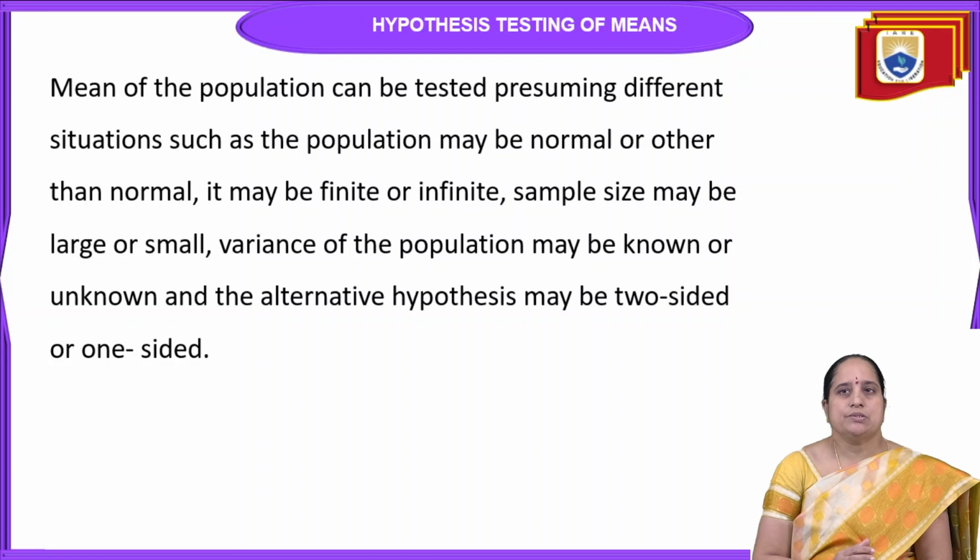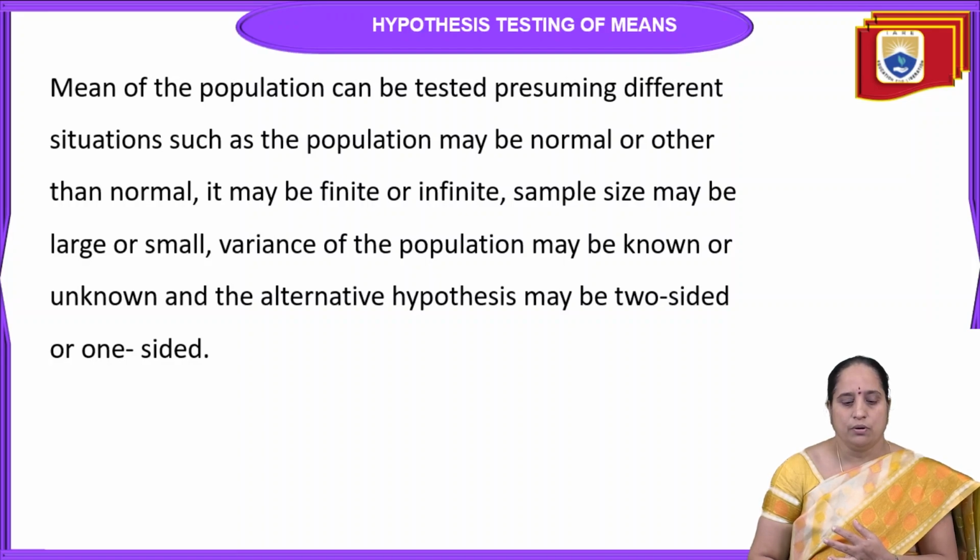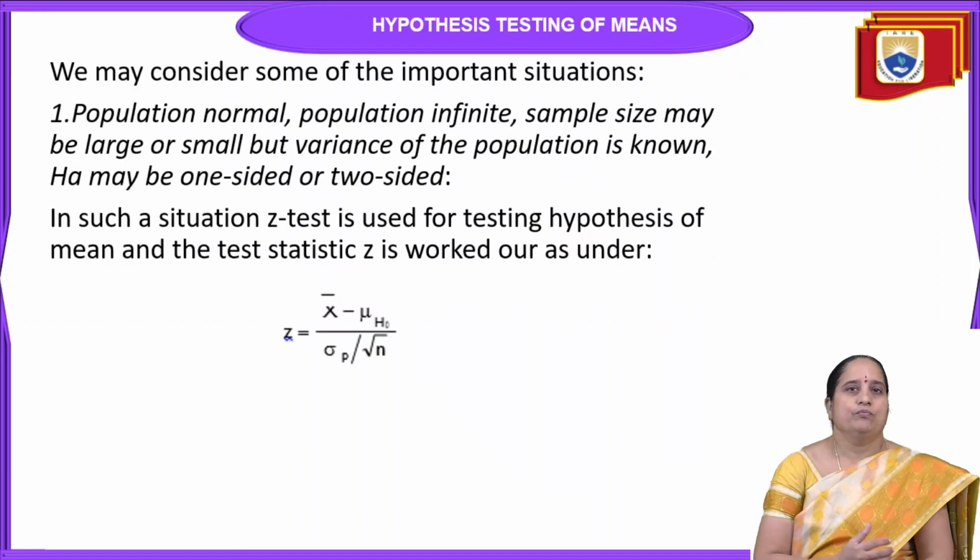Then, hypothesis testing of means. The mean of the population can be tested presuming different situations, such as the population may be normal or other than normal, it may be finite or infinite, the sample size may be large or small, the variance of the population may be known or unknown, and the alternative hypothesis may be two-sided or one-sided. So we may consider some of the important situations.